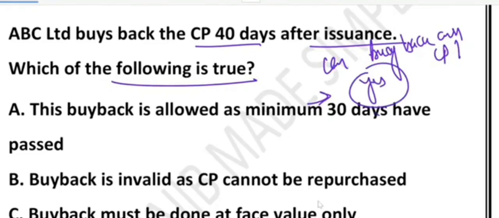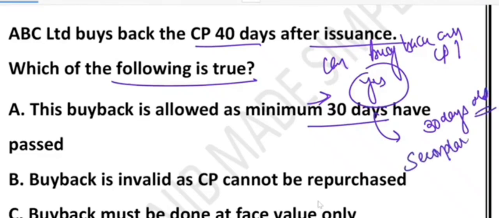The condition is that the commercial paper must be at least 30 days old, right? And the buyback should happen through the secondary market. This is another condition, that buyback should happen through the secondary market, not privately. So these two conditions must be fulfilled. First, CP must be at least 30 days old. And the second condition is that buyback must happen through the secondary market.